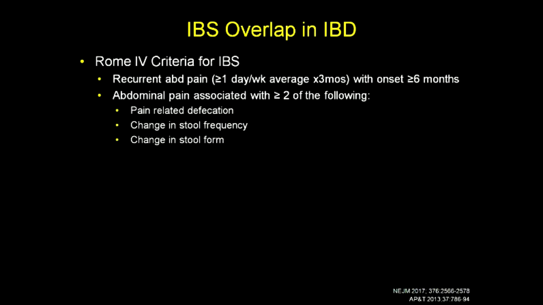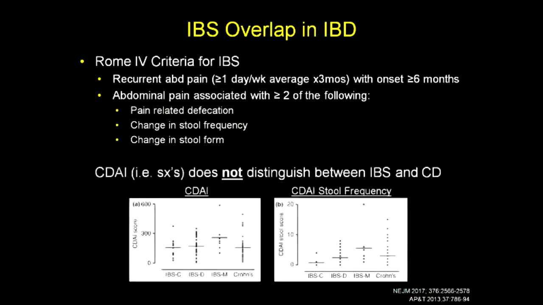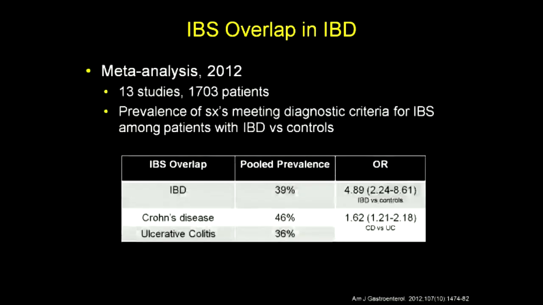And then the last one is IBS. And so this is just to remind us that the Rome criteria for IBS, abdominal pain with changes in bowel movements. That sounds like an IBD patient. And turns out this is a study looking at Crohn's versus IBS, and the Crohn's disease activity index really didn't distinguish between whether you had IBS or whether you had Crohn's disease.